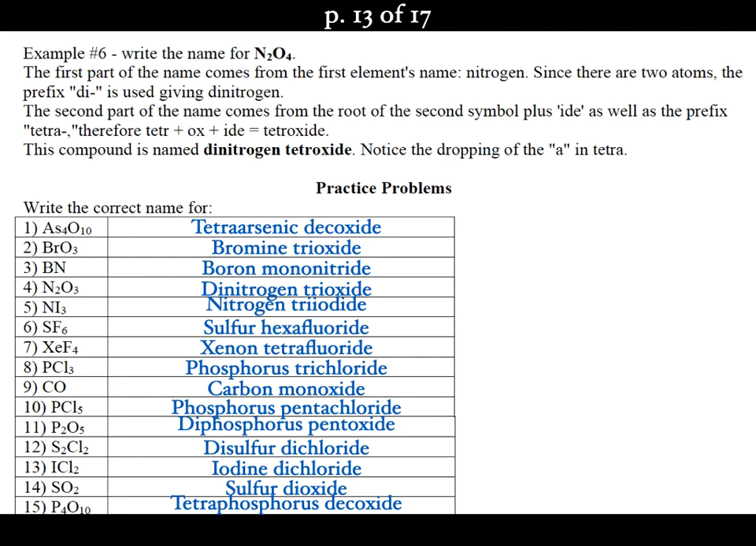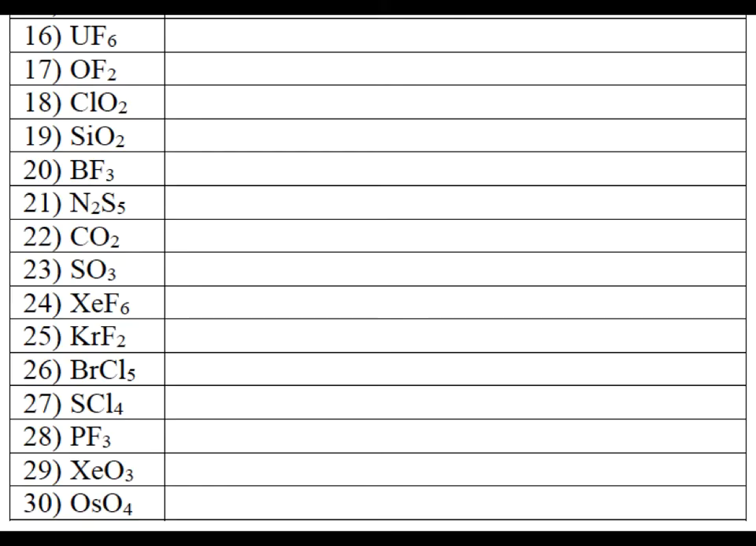Notice for all of them, the only time I use a prefix on the first element is if it has a subscript. Otherwise, I just name the element. And the second one, notice, will always use the ide form. The reason they did that is so if you see the name, you can know the order of the elements. But notice all of our binary molecular compounds will use prefixes on the second element and prefixes on the first if it has a subscript. Try these 15.